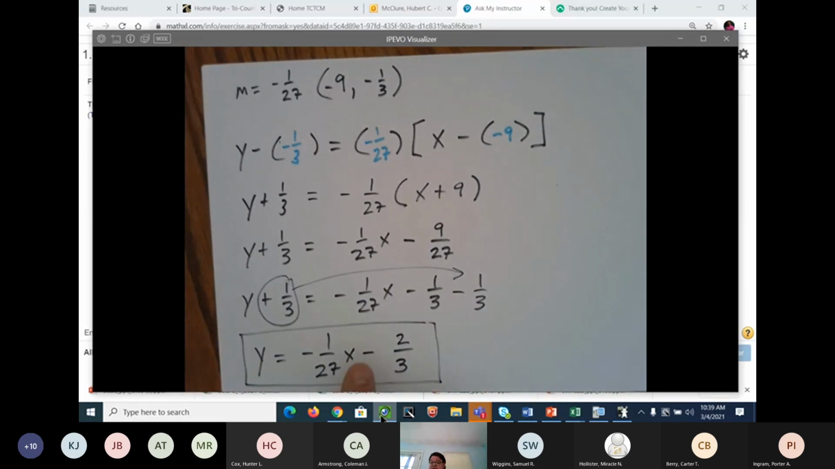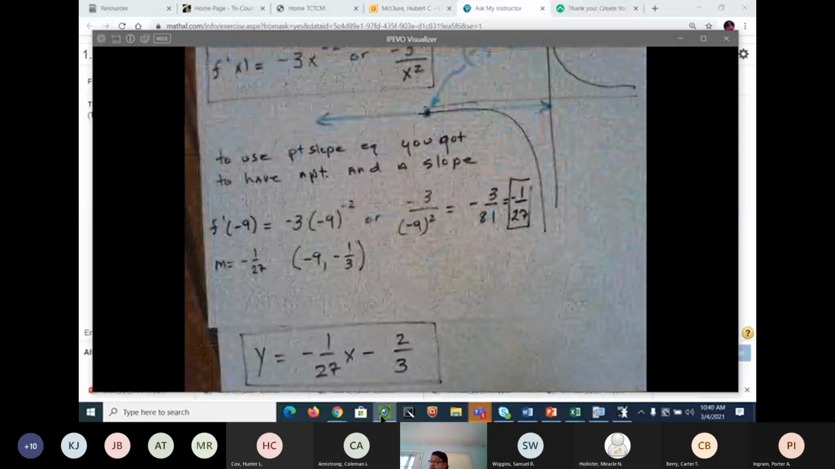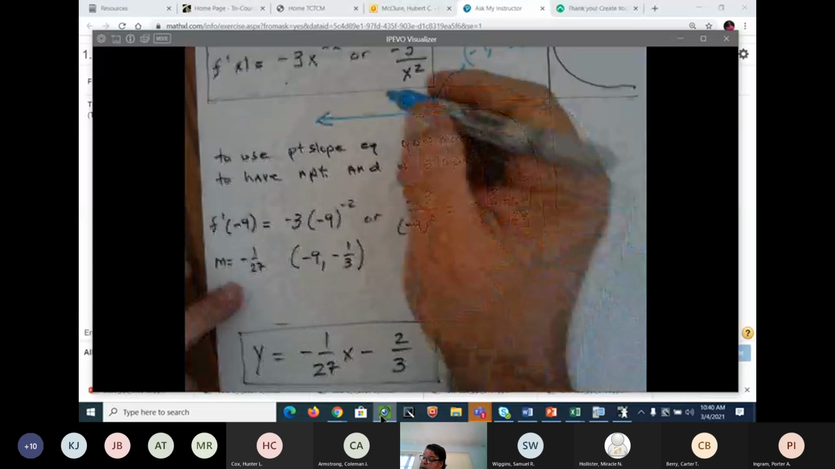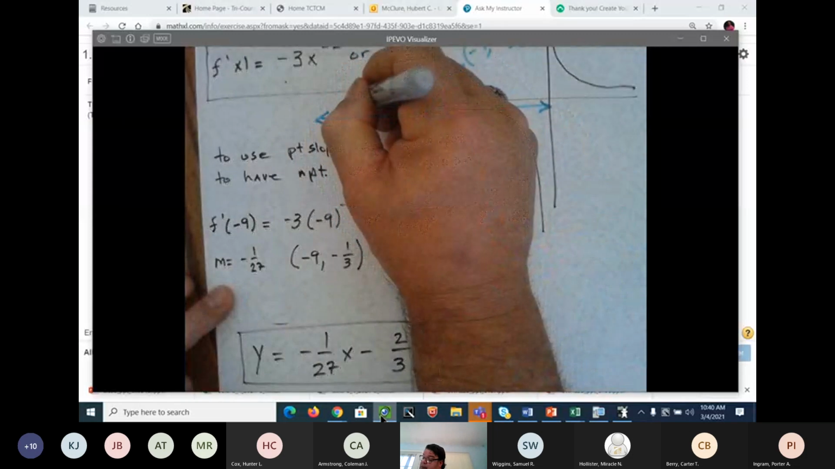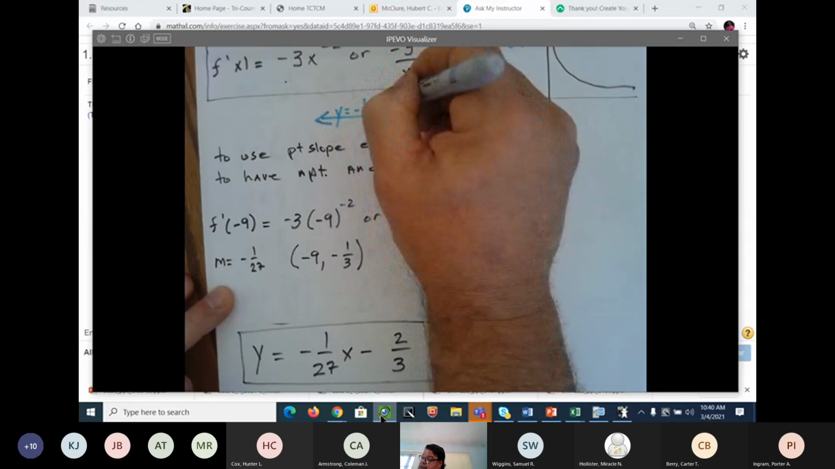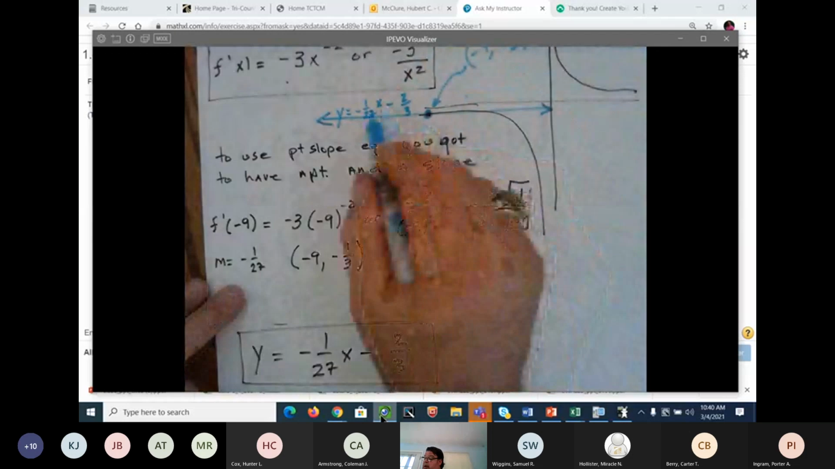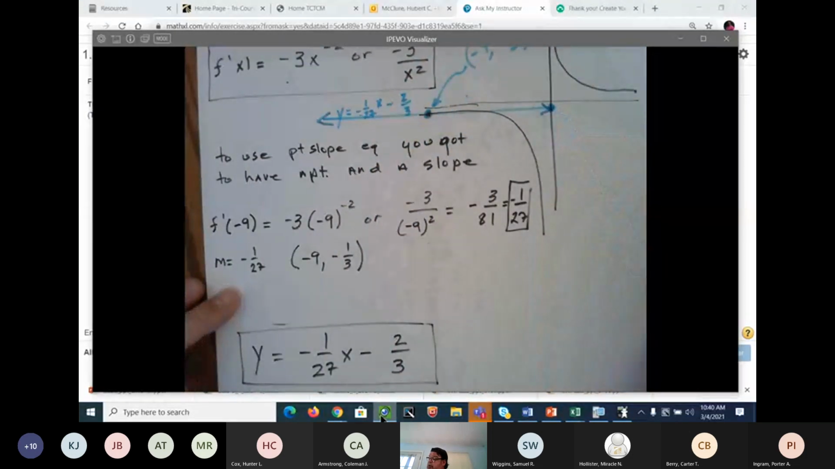And that is the equation of that blue line. y equals -1/27x minus 2/3. And that means it's got a y-intercept of -2/3, which is right there. Good question. Whoever sent that question, that's a good question.